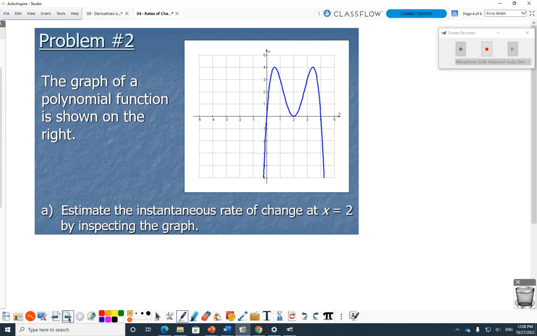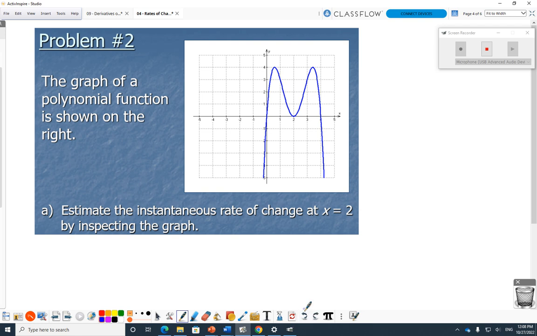2A. The graph of a polynomial function is shown on the right. Estimate the instantaneous rate of change at x equals 2 by inspecting the graph. What? Mr. We didn't have to do that in chapter 2 at all. We didn't have to just look at it and try and figure out what the tangent was. Like, how am I supposed to just look at a spot in the graph and know what the slope of the tangent is? Like, if it's over here, how am I supposed to know what the slope of the tangent is there? It's like going that way. You physics people know. Your physics teacher should be forcing you to draw these tangent lines on there and find their slopes.